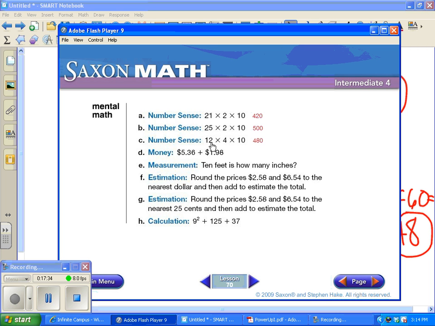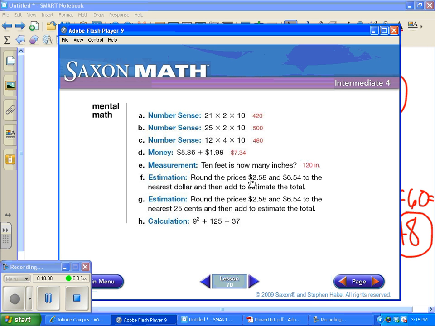480. Okay, with this one, let's pretend like this $1.98 is really just $2. So $2 added onto this would be $7.36, but take away 2 cents, $7.34. 10 feet is how many inches? We know 1 foot is 12, so how many would 10 be? That's like saying 10 times 12, 120 inches.